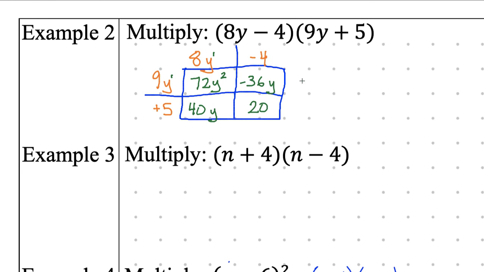So adding up all of those, notice that these diagonals are like terms again, so this is going to be 72y squared plus 4y plus 20. And there's our final answer, box it.